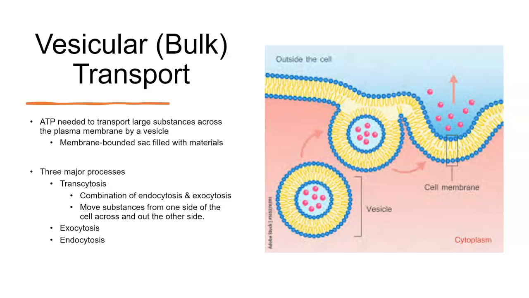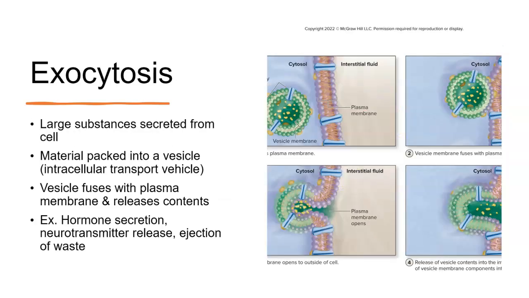Y'all, I love words. Trans means across, so this is a combination of endocytosis and exocytosis that's used to move things from one side of the cell to another, and typically into a cell from one side and out of the cell on the other.